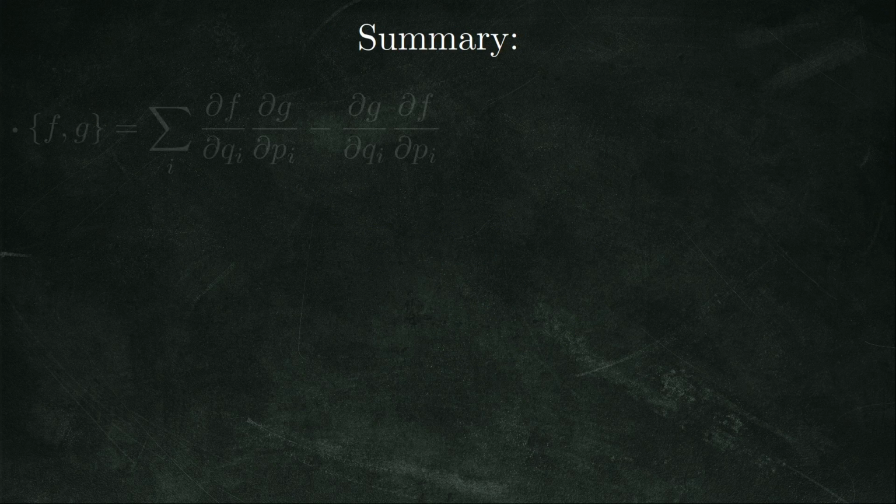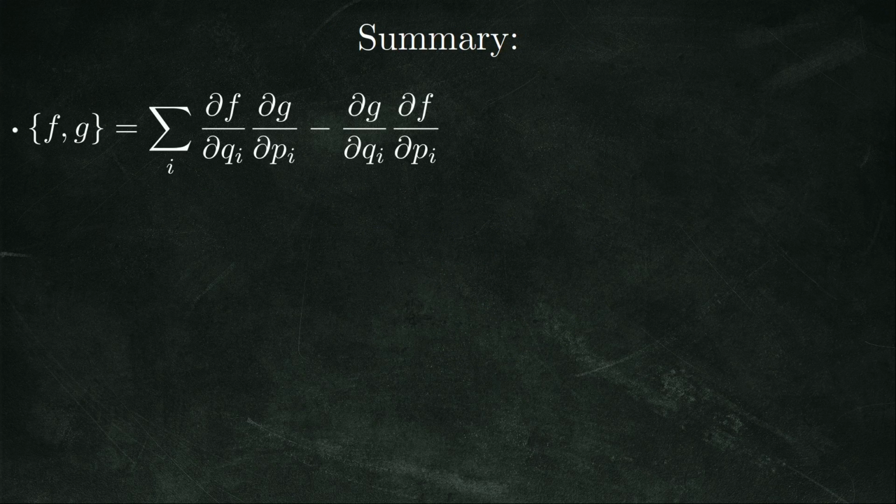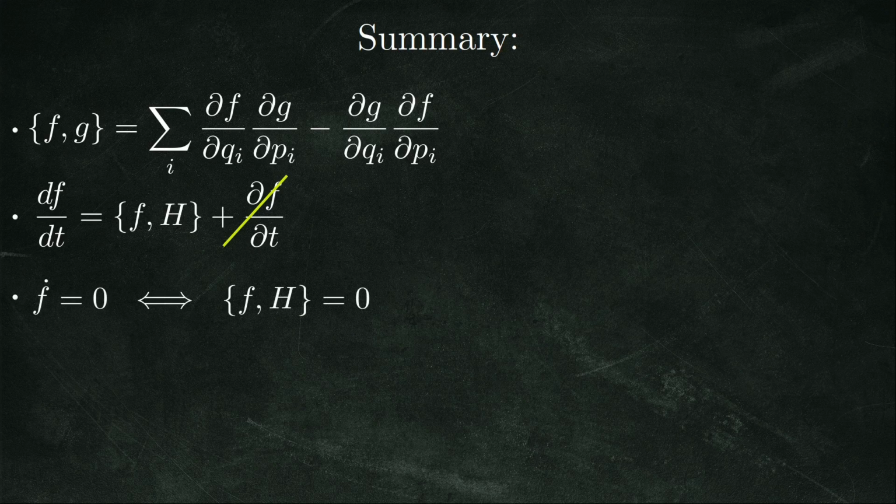So, in summary, we defined this quantity called the Poisson bracket, and then we saw that we could use this to calculate an equation of motion for any quantity f. So the time derivative of f is the Poisson bracket plus the partial derivative with respect to time. And often this last term is just 0, so f doesn't have any explicit time dependence. And then finally, we saw that f is a conserved quantity if the Poisson bracket with the Hamiltonian is 0.